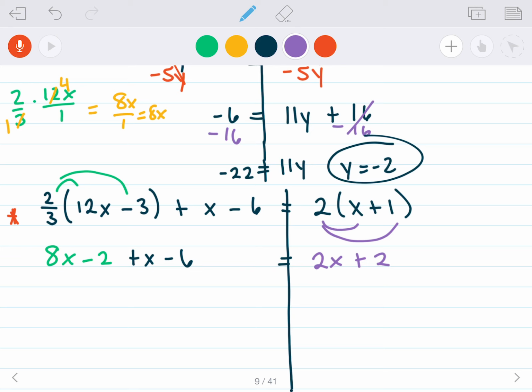And now step 3 says, hey, if you have like terms on the same side, go ahead and combine them before moving your x's. On this side, I do not have like terms. On this side, I do. These guys are like terms, and these guys are like terms. So 8x plus 1x is 9x, and negative 2 minus 6 is negative 8.